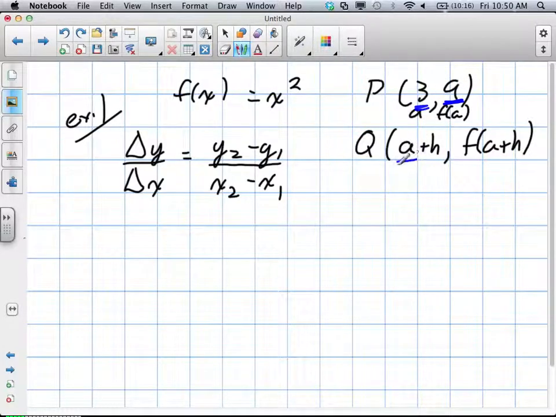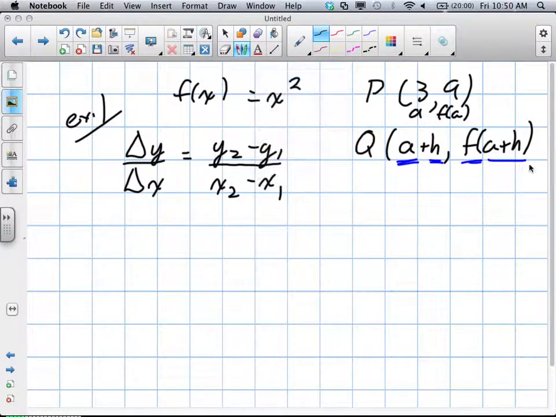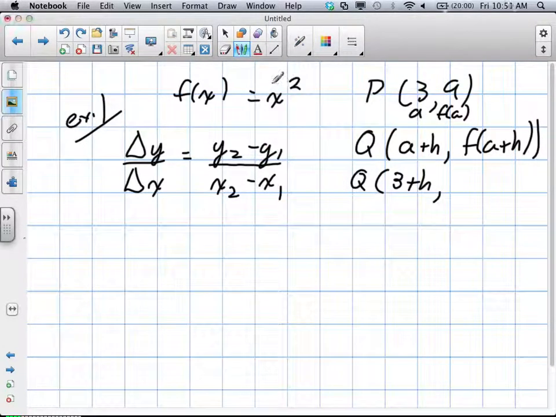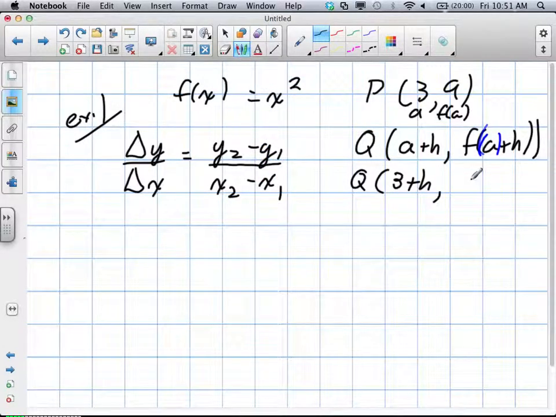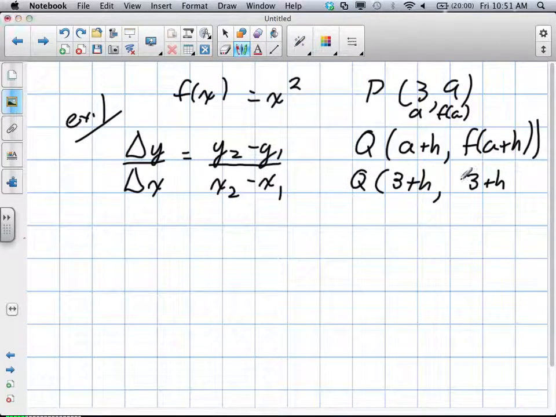Our Q, a plus h, and the function of a plus h, that's going to represent our y value. Well, we can actually plug numbers in for that also. If you guys notice, our Q is then going to be 3 plus h. Okay? And the function itself is x squared. So we're going to replace our x, and of course we're going to replace our a with the number 3. 3 plus h. Okay? That 3 plus h is going to replace our x in any function.